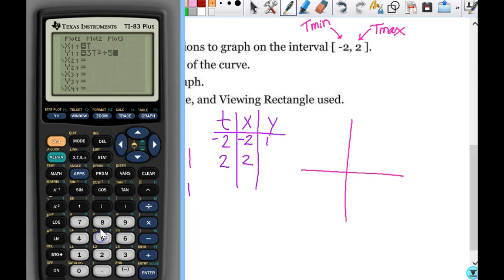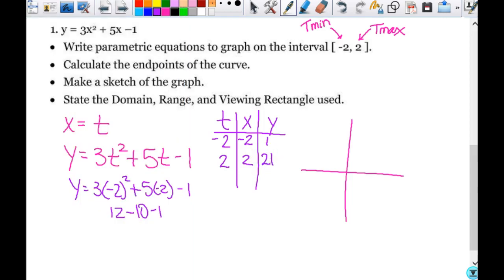plus 5t minus 1. Okay. So when I do this, now I'm going to graph it, and that's clearly not the window or anything else that I need. That's one of the reasons why we wanted the endpoints before we did anything else. But how could I go figure out what this is going to be without having to do any work? What's one way? Table. Okay. So I can go look at my table. And so when t is 2, what is y? 21.